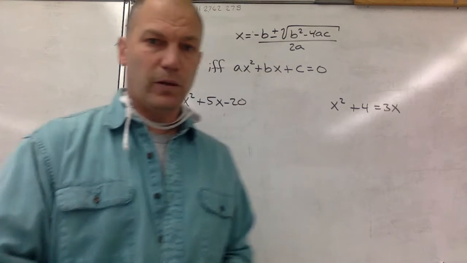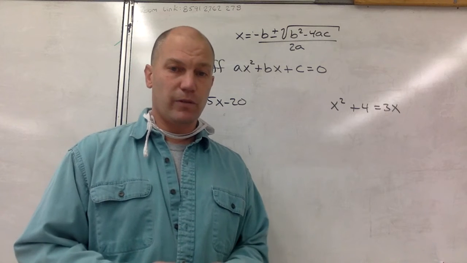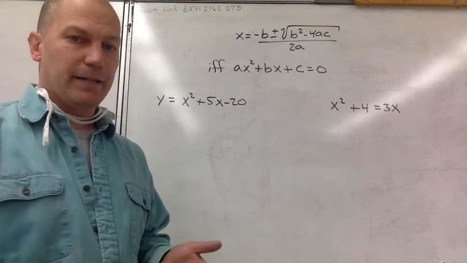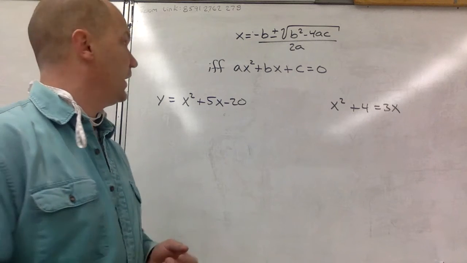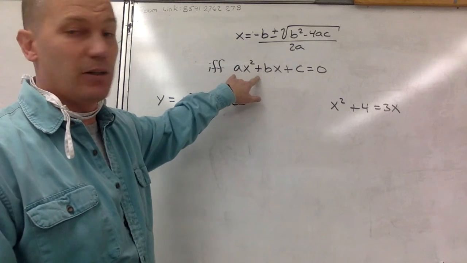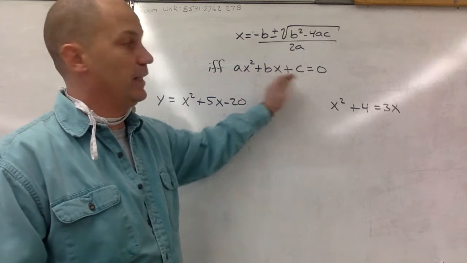Good morning. We're just going to talk about the quadratic formula. This is not going to be a proof of the quadratic formula. We're just going to use it. The big idea is that we can calculate x if and only if, that's what this double F thing is, we have the equation set up like this, ax squared plus bx plus c equals 0.